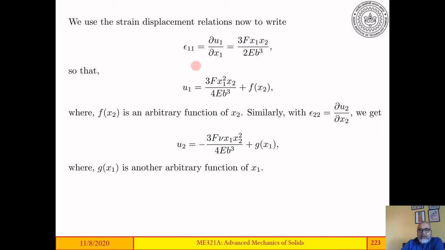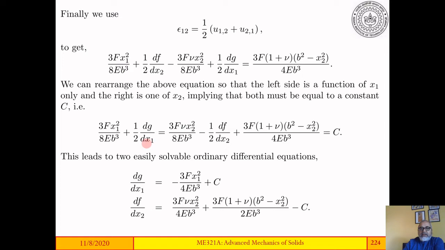So it's straightforward. Epsilon 1 is this. So u1 would be, integrate with respect to x1, you get this and an unknown function of x2. Similarly, u2 is this plus an unknown function of x1, and now you use the fact that epsilon 12 is this, and now you carry out u1 comma 2 and u2 comma 1. You have an expression for u1, you have an expression for u2, take the derivatives, and this is what you will get.